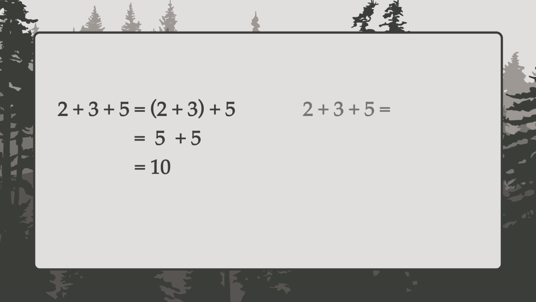Let's do this a second time, and this time we'll start with 3 plus 5. Again, surround them with parentheses to show we're doing this addition first. 3 plus 5 equals 8. So we're left with 2 plus 8. And 2 plus 8 equals 10. We get the same answer.